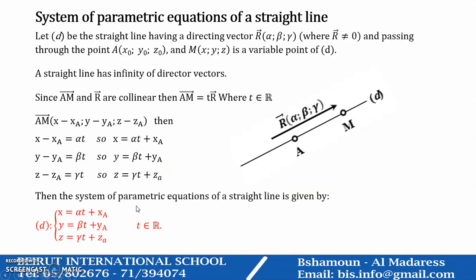So in this case, we can say that the system of parametric equations of the straight line D is given by x equal alpha t plus x of a, y equal beta t plus y of a, and z equal gamma t plus z of a. By the way, alpha, beta, gamma are the coordinates of the director vector.